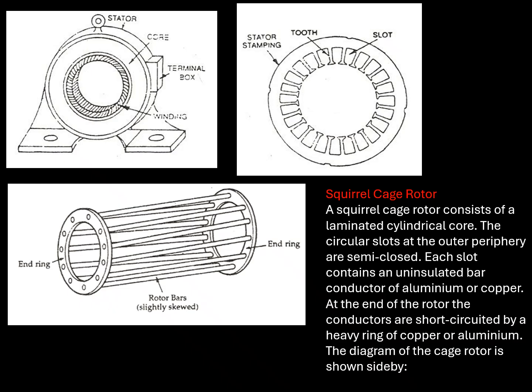A squirrel cage rotor consists of a laminated cylindrical core. The circular slots at the outer periphery are semi-closed. Each slot contains an uninsulated bar conductor of aluminum or copper. At the end of the rotor, the conductors are short-circuited by a heavy ring of copper or aluminum. The diagram of the cage rotor is shown sidewise.